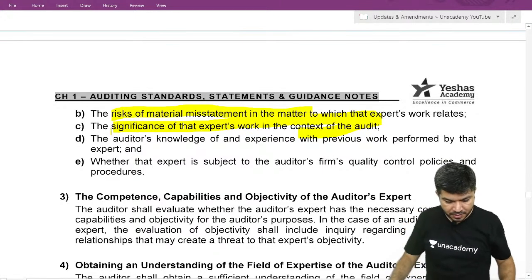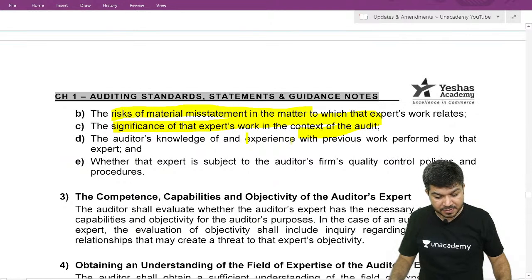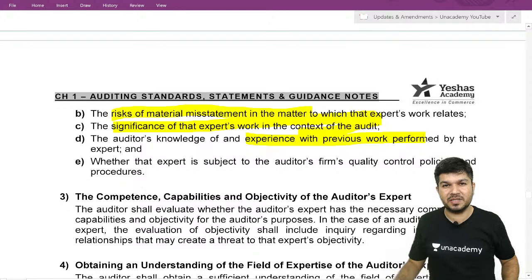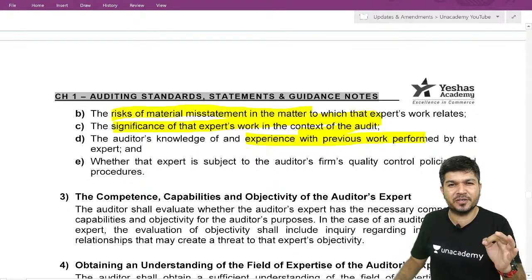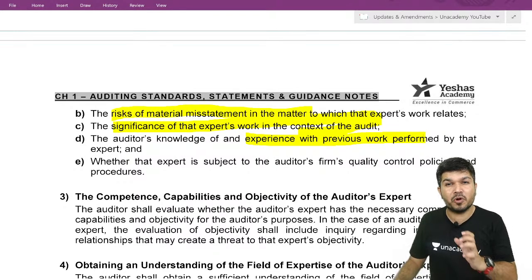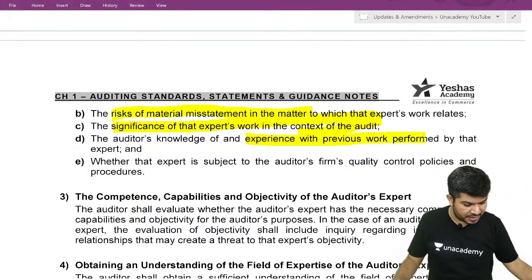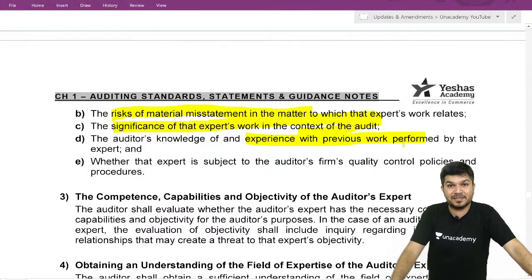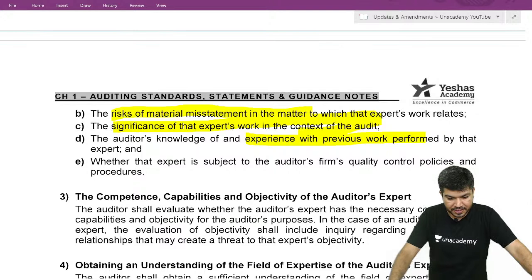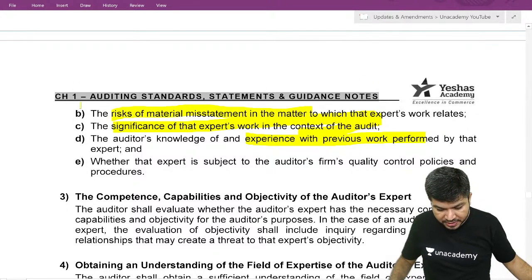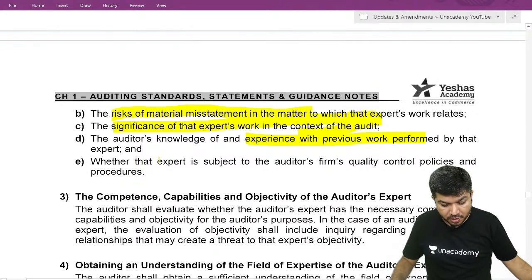Fourth, the previous experience with the expert. What is the experience you have had with the expert in the past? If you worked with him in the past, his work was precise, 100% accurate, you will do other things less. But if previously you worked with him and found problems in his work, then you may also do something else. And the last one, whether the expert is subject to the quality control procedures of your firm. Now what is this? Expert is subject to quality control procedures of your firm.